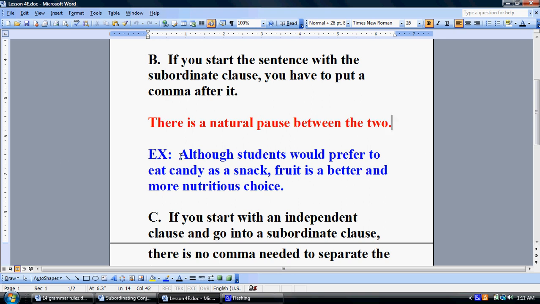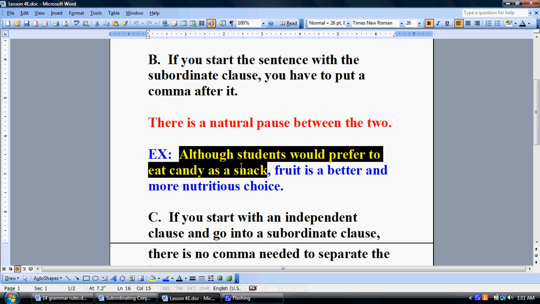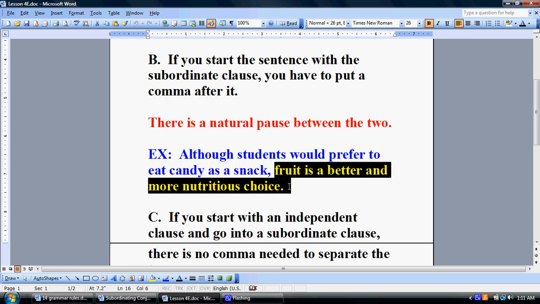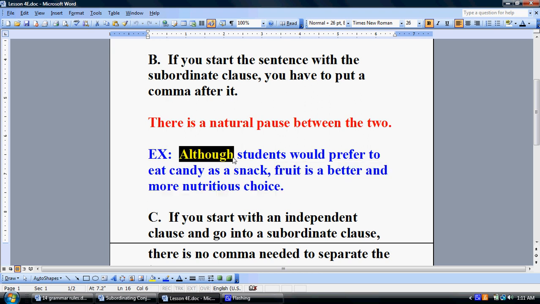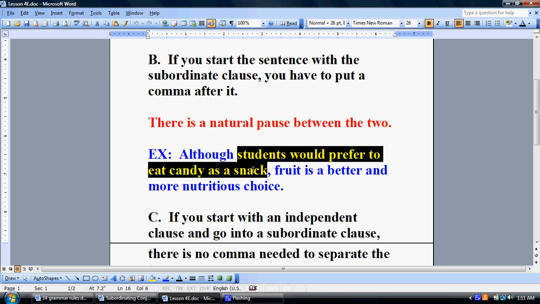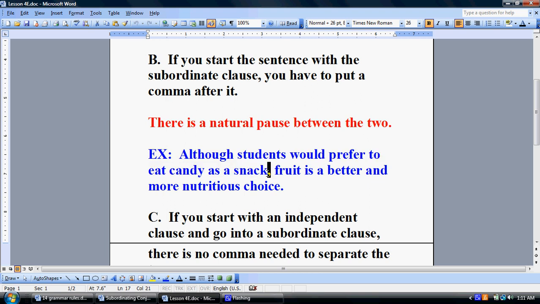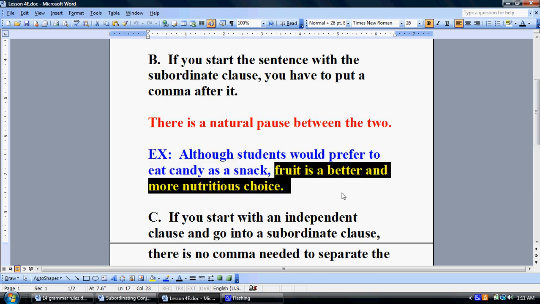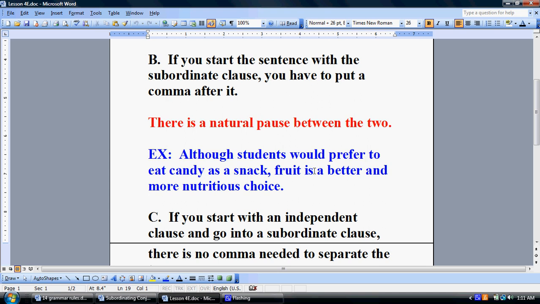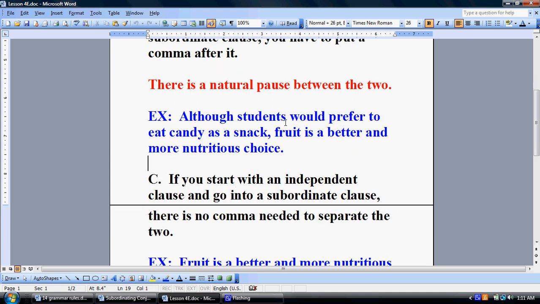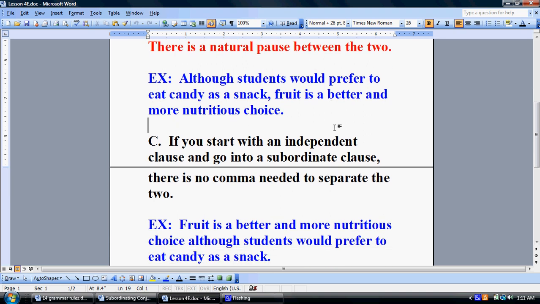The example that I give here is, although students would prefer to eat candy as a snack, fruit is a better and more nutritious choice. We have our subordinate clause to start, and then we have our independent clause. The subordinating conjunction is although, and it's a compare and contrast type of subordinating conjunction. Although students would prefer to eat candy as a snack, pause, fruit is a better and more nutritious choice. So that's an important example, and we show those things.